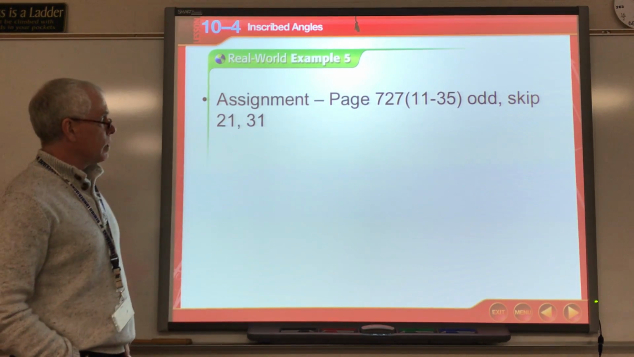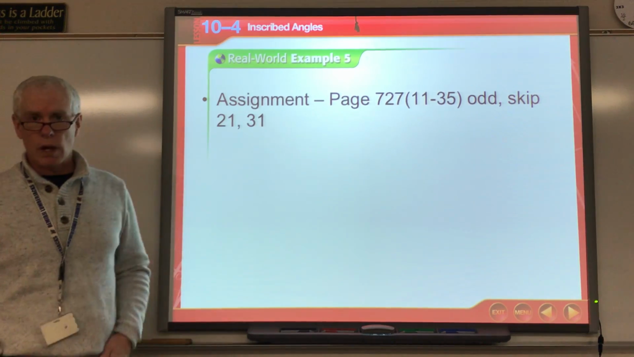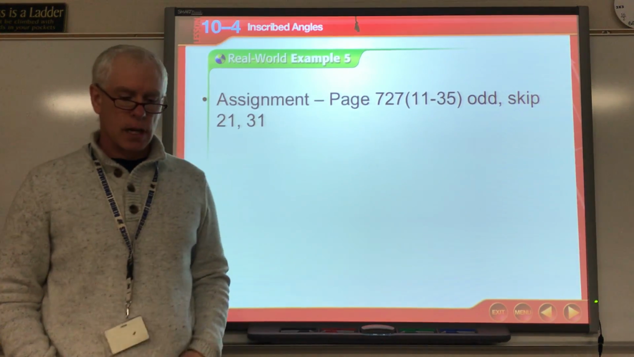And there's your assignment, page 727, 11 through 35. Make sure you skip 21 and 31. I'm not assigning proofs anymore. So good luck, you guys.